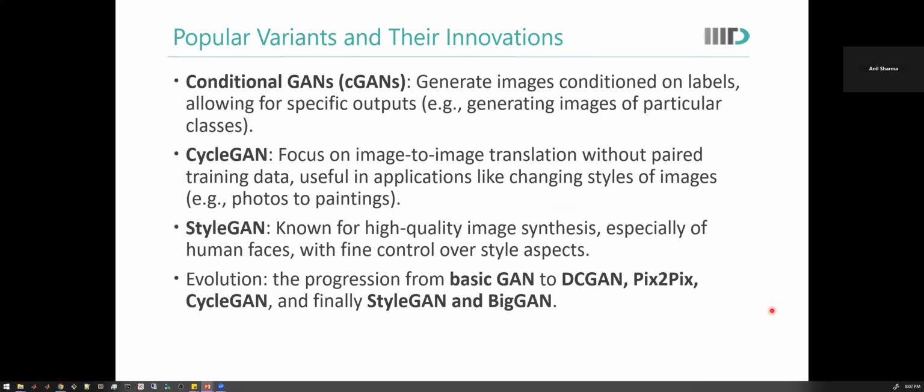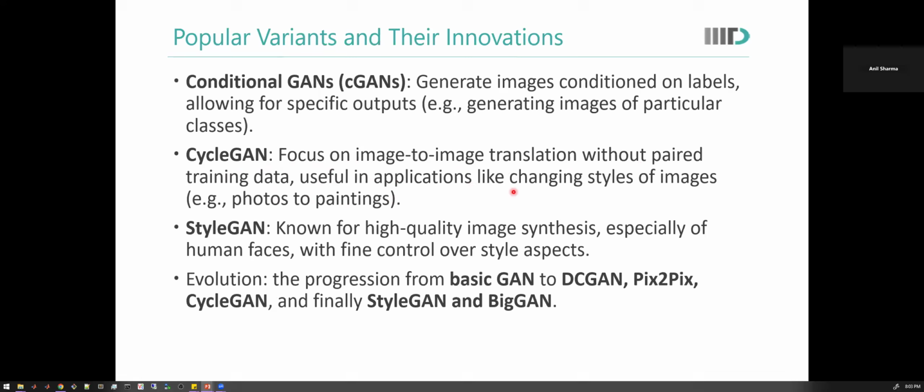Okay, so the popular variants of GANs each have a unique architecture tailored for specific tasks. For instance, let's say we have a conditional GAN, which generates images conditioned on labels, allowing for specific output, for example, generating images of particular classes. One particular example is pix2pix, used for paired image translation, while there is CycleGAN, which handles image-to-image translation when there are no paired image data available.